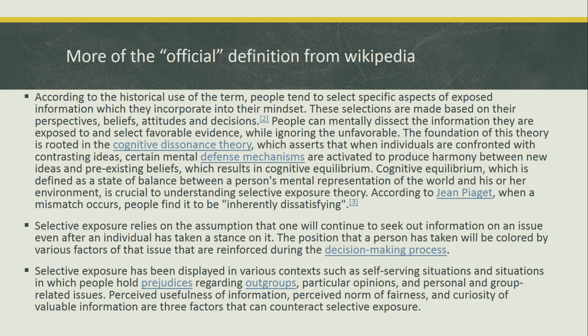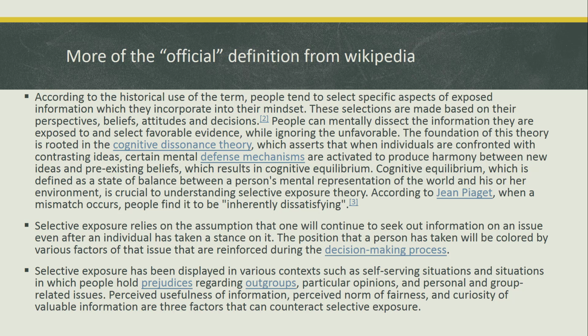The foundation of this theory is rooted in the cognitive dissonance theory, which asserts that when individuals are confronted with contrasting ideas, certain mental defense mechanisms are activated to produce harmony between new ideas and pre-existing beliefs, which results in cognitive equilibrium. Cognitive equilibrium, which is defined as a state of balance between a person's mental representation of the world and his or her environment, is crucial to understanding selective exposure theory. According to Jean Piaget, when a mismatch occurs, people find it to be inherently dissatisfying.